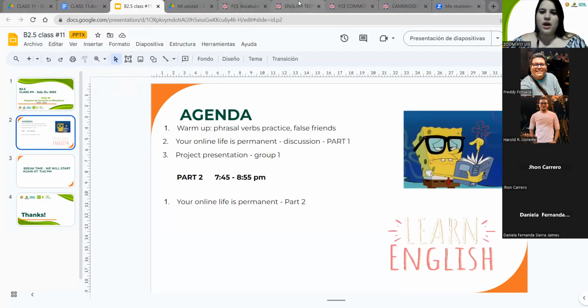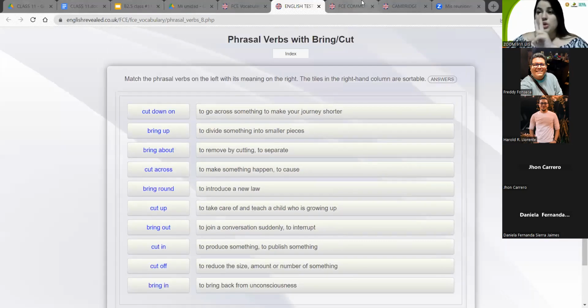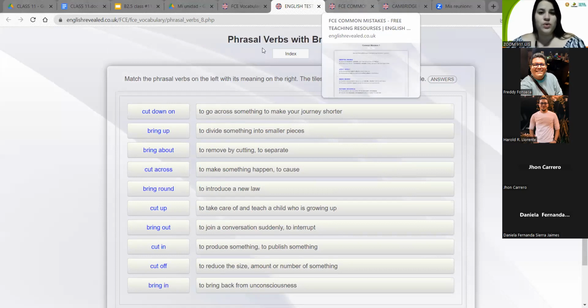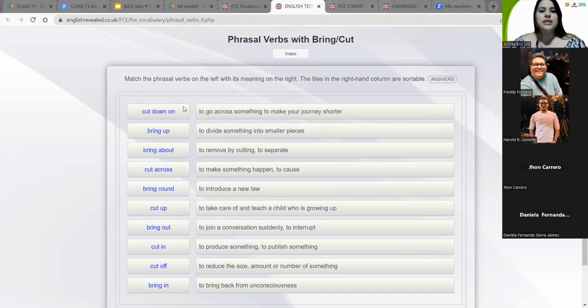So for this part, I am going to send you three activities. The first one is about phrasal verbs with bring and cut. So the idea is that you guys review some phrasal verbs with these two verbs, like cut down on, bring up, bring about, cut across, bring around, cut out, bring out, cut in, cut out, bring in, and the meaning of these phrasal verbs, right?